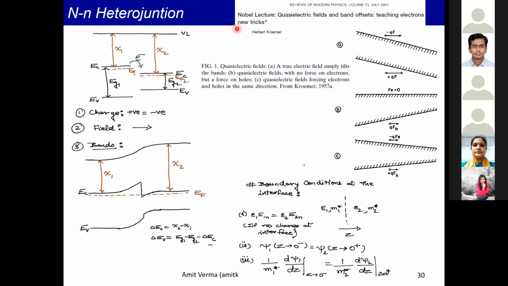So this is a very interesting Nobel lecture by Professor Herb Kroemer. I highly recommend it. It's written at a very introductory level. And if you read this, you will get a very good idea about how to use quasi-electric fields for device design. This is also a very active area of research.